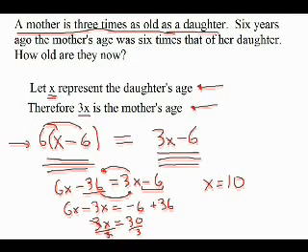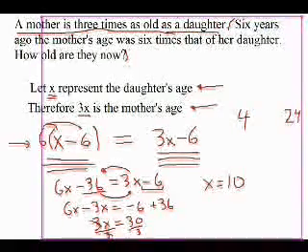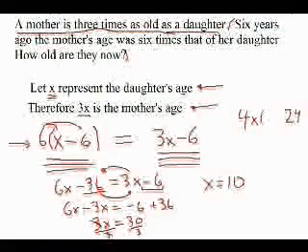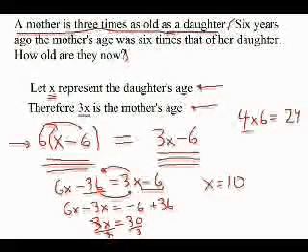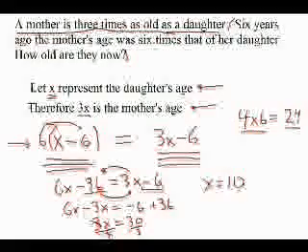Now we can check to see this relationship 6 years ago. Well, if the daughter is 10 now, 6 years ago, she'd be 4. If the mother is 30 now, 6 years ago, she'd be 24. And we're told that the mother's age was 6 times the daughter's age. Well, 4 times 6 is 24. So again, we've met both the criteria. The mother is 3 times as old as the daughter. The mother is 30, the daughter is 10. And 6 years ago, if we multiplied the daughter's age times 6, it was the same as the mother's age.